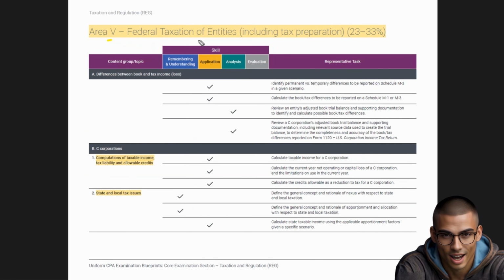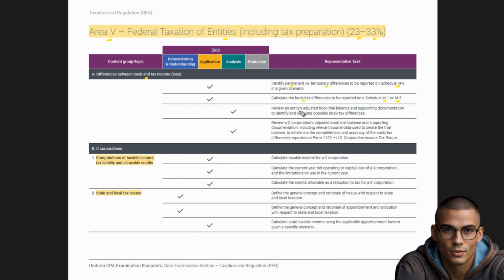Next, we have Area 5, federal taxation of entities. Again, a heavily tested area on the reg exam. From 23 to 33% of the exam is going to be based on the taxation of entities. We have the difference between book and tax income and loss. So you'll need to be able to identify permanent versus temporary differences to be reported on Schedule M3. You'll need to be able to calculate book and tax differences to be reported on Schedule M1 and M3.